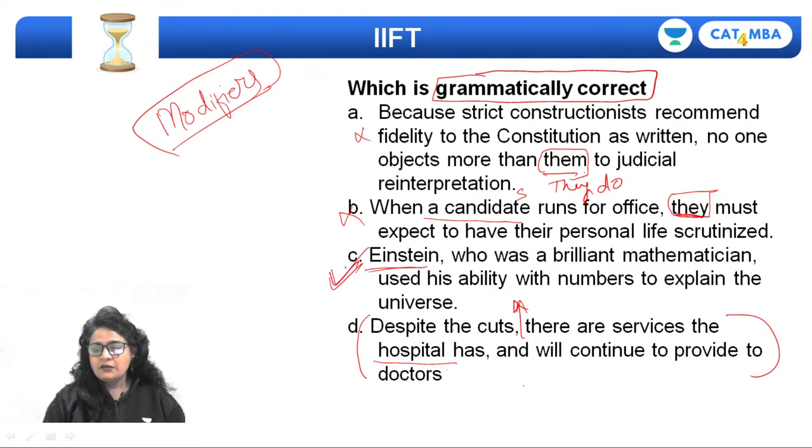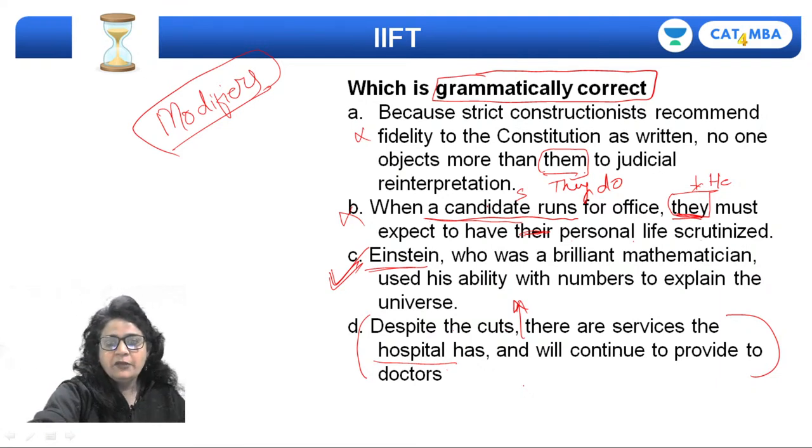It doesn't have any grammatical error. Yeah, fine. A candidate runs is perfectly fine. I did not object to it. Shitish, the problem lies here. After the comma, they cannot come for candidate. It has to be he, yes. So when a candidate runs for office, he must expect to have their personal life scrutinized. So here also, there should not come. So there has to be harmony in the pronoun reference. Are we clear? Do we still have any ambiguity about this?